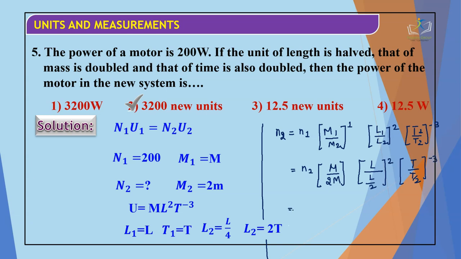So what we receive from here, N2, this is 1 by 2, this is 2 square and this is 8. So we can say this is 200, this is 2, this is 8. And after solving, we get the value 3200 new unit. I hope you understand, student.